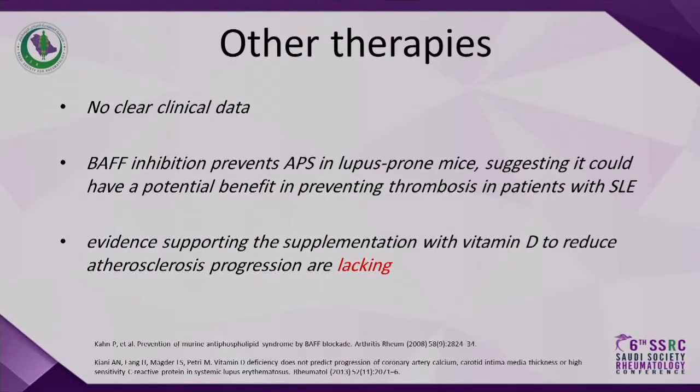When we think about the other modalities for managing SLE patients, there are no clear clinical data about immunosuppressive therapy. Yes, there are some experimental data, but it's not yet approved clinically. Now, the interesting one is the BAFF inhibitor. It has been shown to prevent APS in lupus-prone mice, so it might be beneficial in preventing thrombosis in patients with SLE.